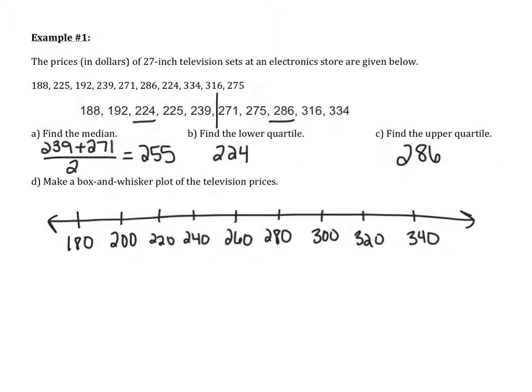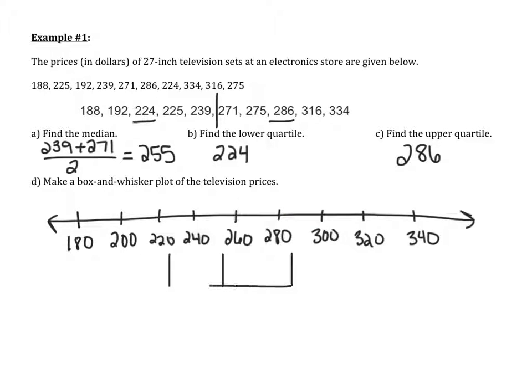So now we're just going to place our numbers. So we start with our median. It was at 255. So we're going to go to our 255, which would be right about here, and we're going to put a line below that number line for the median. Then we're going to go to the lower quartile, which is 224. So that'd be right around here. So a line there. Remember that would be the end of the box. And then the upper quartile is 286. So that would be right around here.